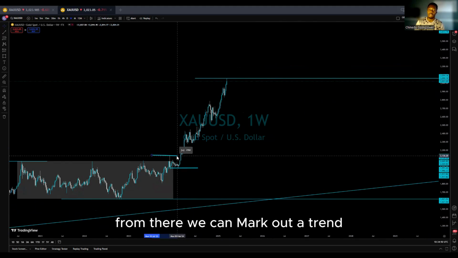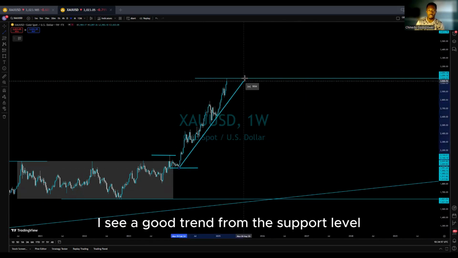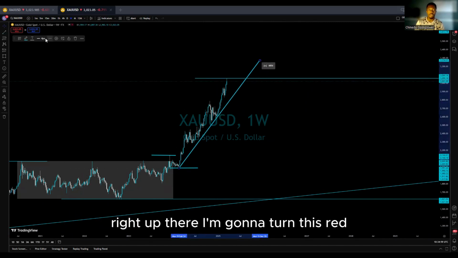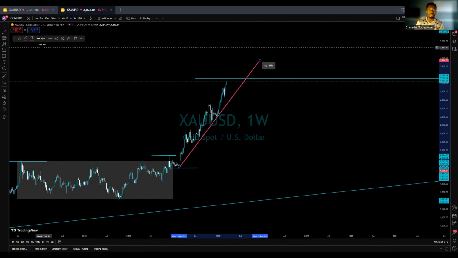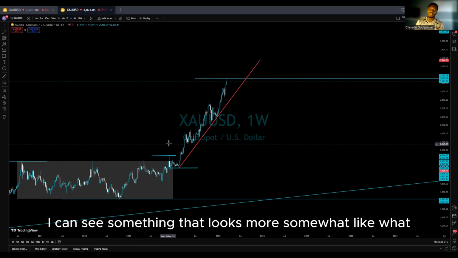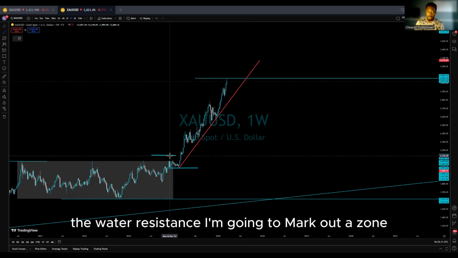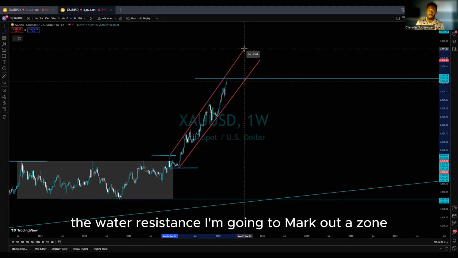From there, we can mark out a trend. Let's mark out a trend. I see a good trend from the support level right up there. I'm going to turn this red. And also, I can see something that looks somewhat like a channel. And right from there, from the resistance, I'm going to mark out a zone.